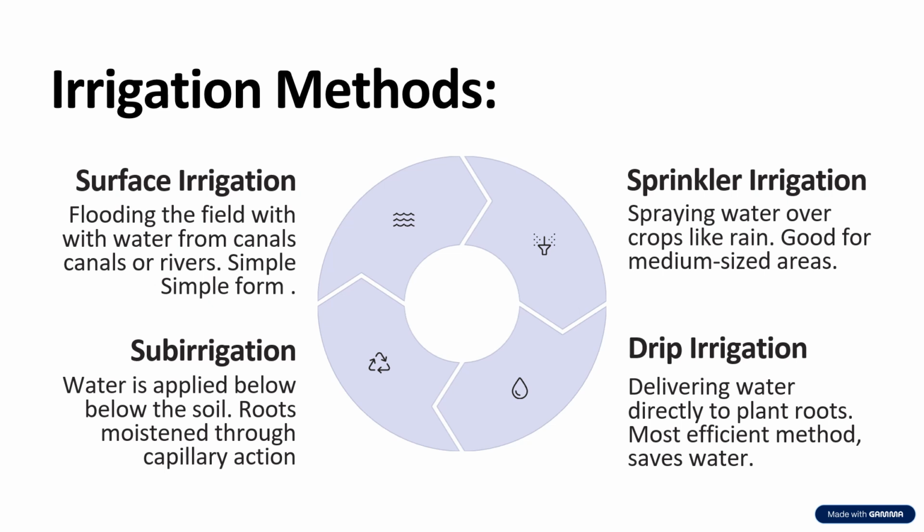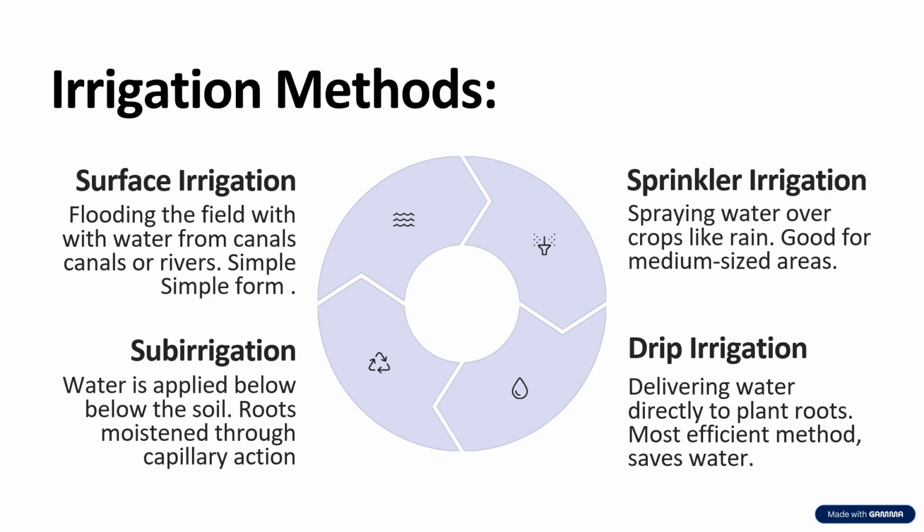Whereas sprinkler irrigation, as the name indicates, means sprinkling water onto the crops like rain, and it is good for medium sized areas. A large amount of area cannot have sprinkler irrigation. Again, it is a costly method for the farmers, so this cannot be used in large areas. Next is sub-irrigation. In sub-irrigation, water is applied directly below the soil, and roots are moistened through capillary action, like sucking. By sucking the water, the roots get moistened.